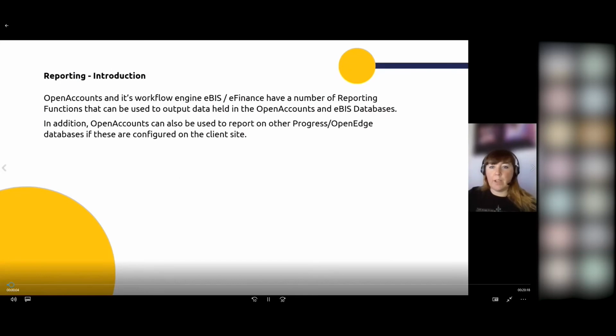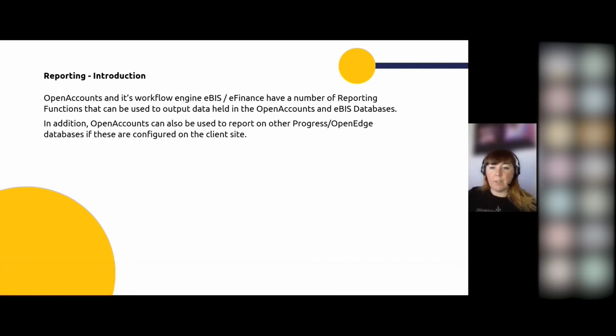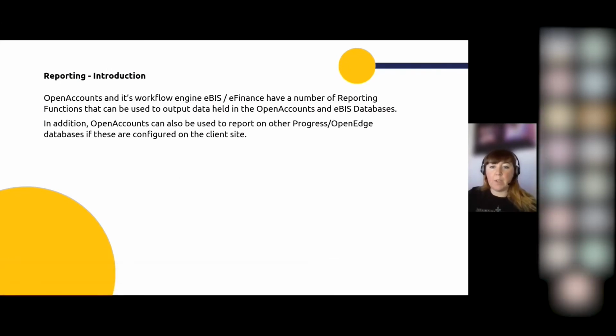OpenAccounts and its workflow engine, eBIS or eFinance, have a number of reporting functions that can be used to output data held in these applications. In addition, OpenAccounts can also be used to report on other Progress or OpenEdge databases if these are configured on the client site. The following webinar provides an overview of some of the functionality available in OpenAccounts and eBIS regarding outputting data from these applications.